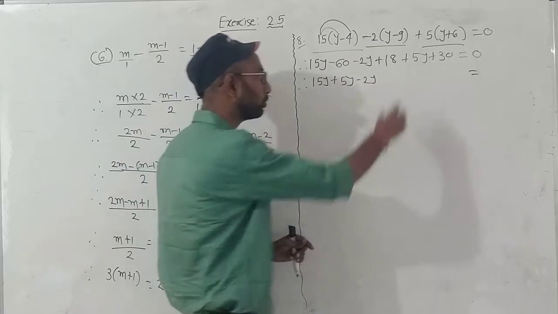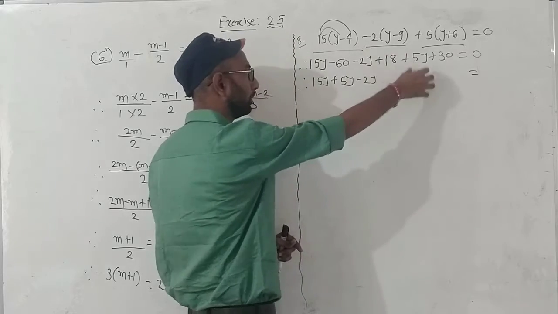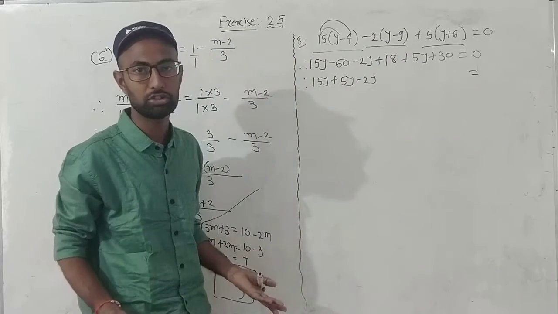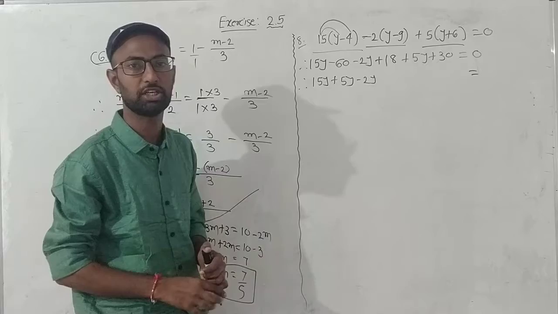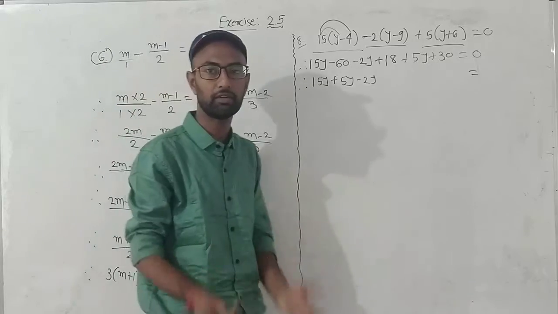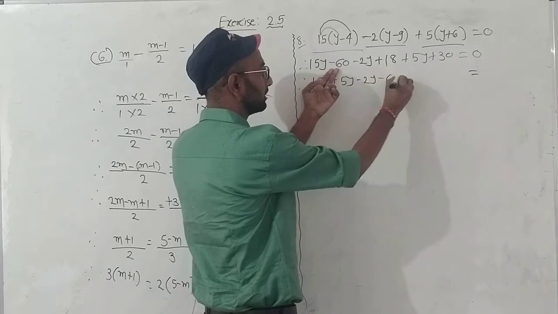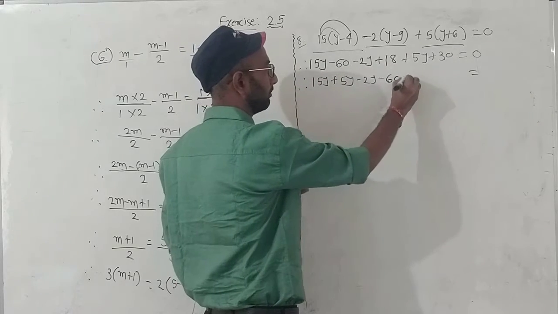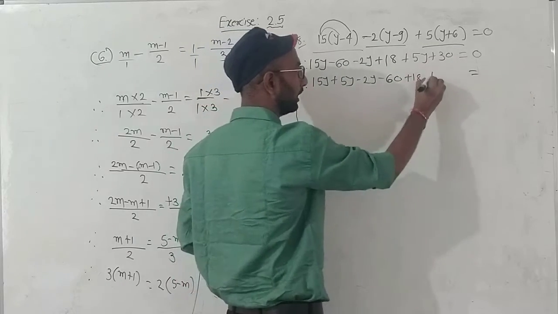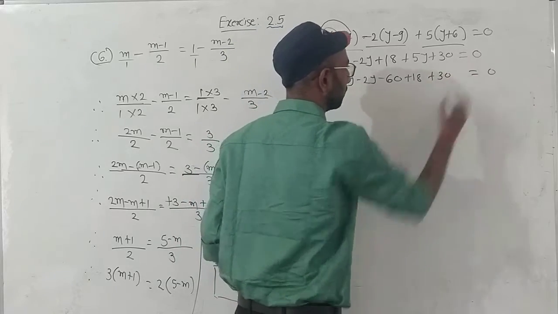Here I am just moving 5y from here to here. At that time I don't need to change the sign. यहाँ पर मुझे साइन चेंज करने की जरूरत नहीं है. जो भी साइन है वही की वही रहेगी. यहाँ पर जैसे कि -60 है तो मैंने -60 लिखा. यहाँ पर +18 and +30, I have written this +30.